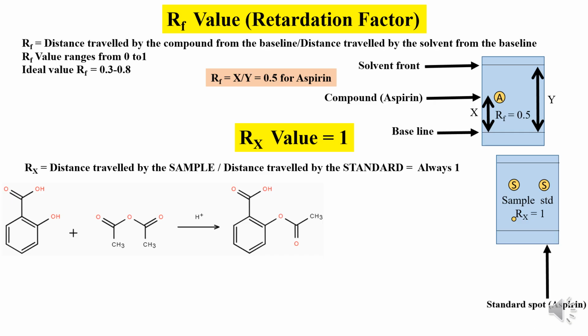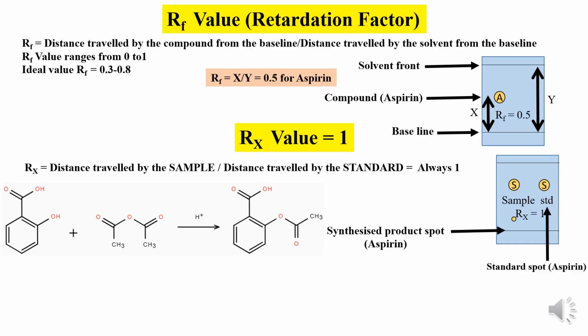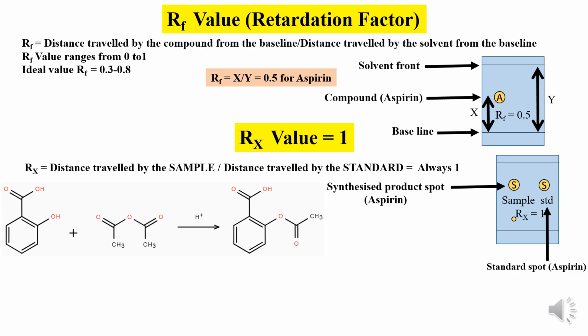And we see that the standard sample of aspirin that is used for comparison purpose has traveled a certain distance, and the synthesized product, the aspirin that is synthesized in the laboratory, also travels the same distance, and therefore the Rx value is found to be 1, because the distance traveled by the standard sample of aspirin as well as the aspirin sample that is synthesized in the laboratory is the same.